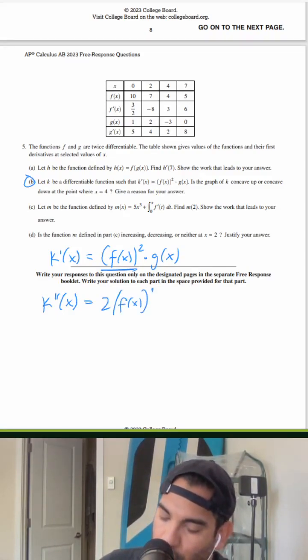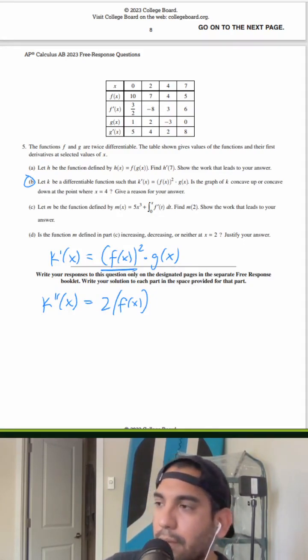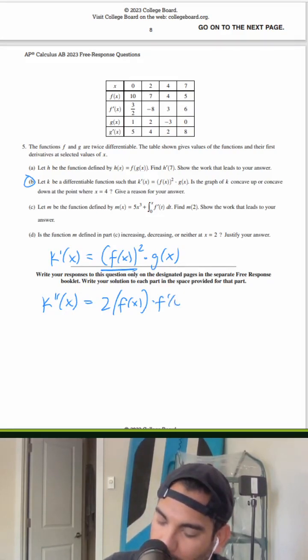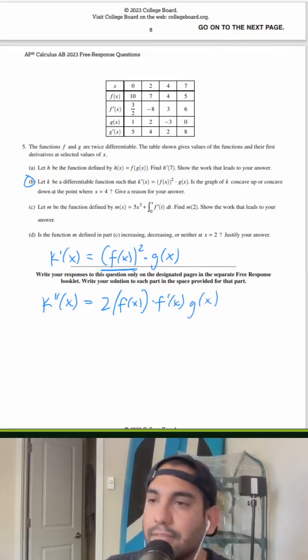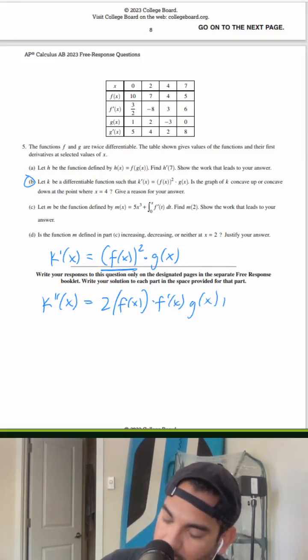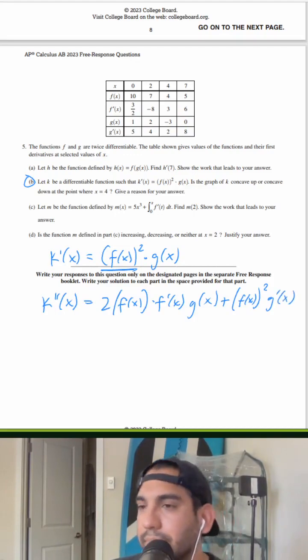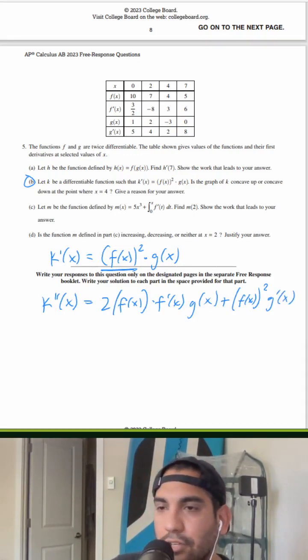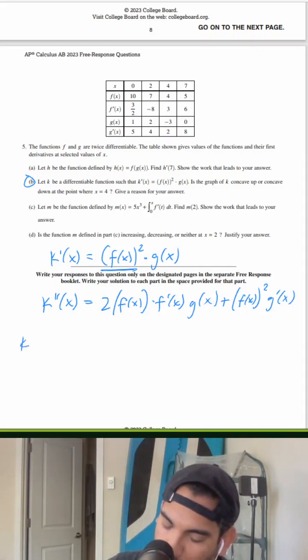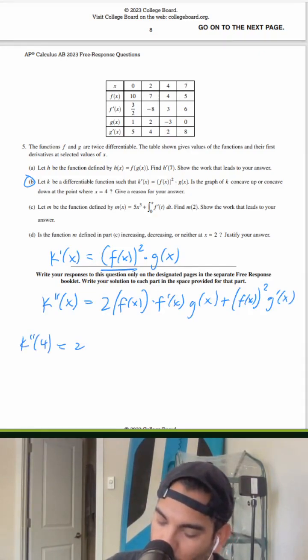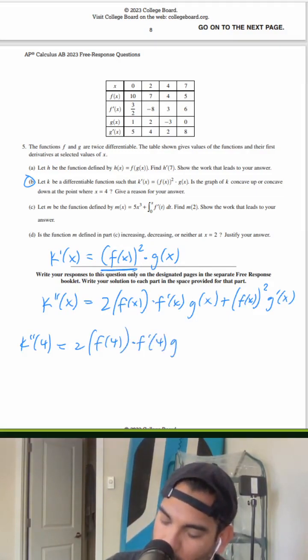So I have 2 times f of x to the power of 1. I'm not going to show the power of 1 because people are going to get confused and think it's a prime. Times f prime of x according to chain rule. And then we still have that second function, plus f of x to the power of 2 times g prime of x. And now all we have to do is plug in the 4. So k double prime of 4 equals 2 f of 4 times f prime of 4 times g of 4 plus, and so on. You can see that.